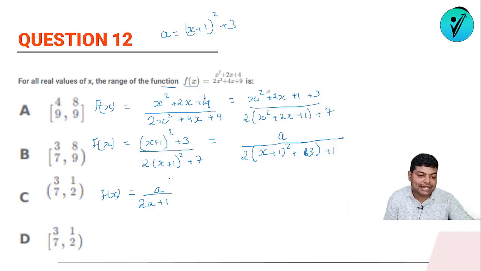Now let's try to get the value of f of x. What is the minimum value that a can have? It's a quadratic expression, right? As x plus 1 whole square is quadratic, the minimum value it can have is 0, which means that the minimum value a will have is 3. So the value will be 3 upon 7, 3 into 2 plus 7. So the minimum value of this can be 3 upon 7, and 3 upon 7 is feasible.